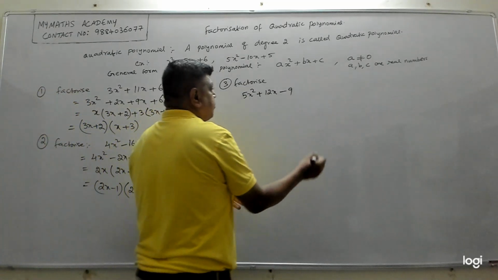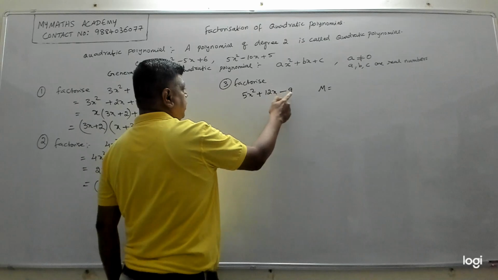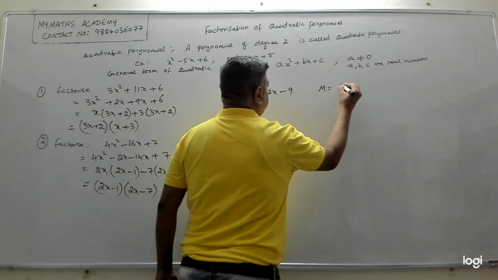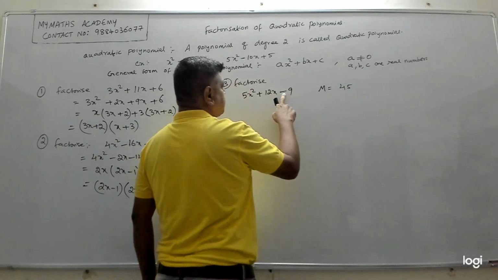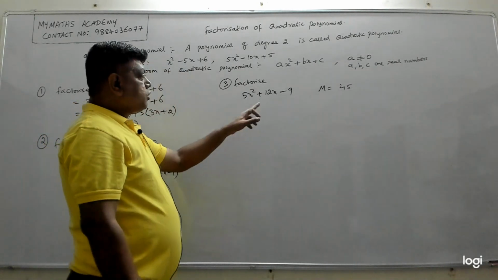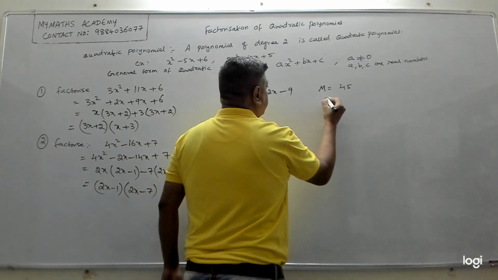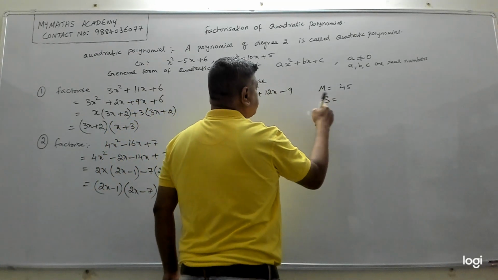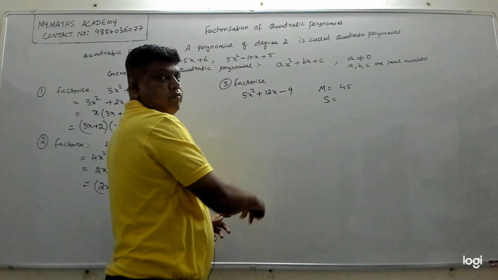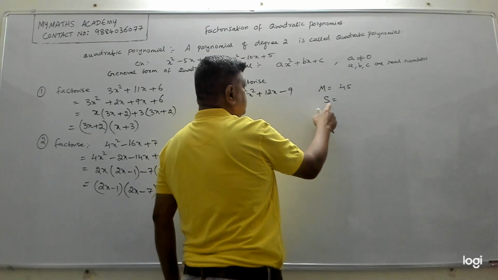Again we have to write m, multiplication. When you multiply, you should get what? 5 into 9. What is 5 into 9? 45. Don't worry about this minus. Just do 5 into 9, 45. Now we should check whether it is addition case or subtraction case, whether I put A or S. It is a subtraction case. Why is it a subtraction case? Because this is minus. If this is minus, it's a subtraction case.